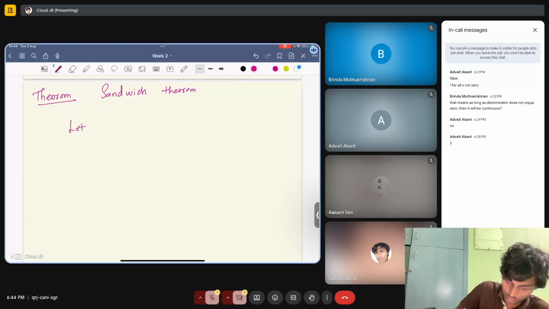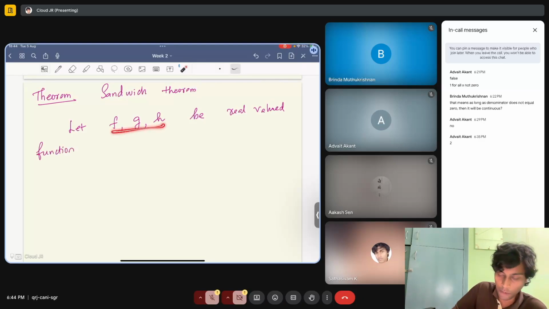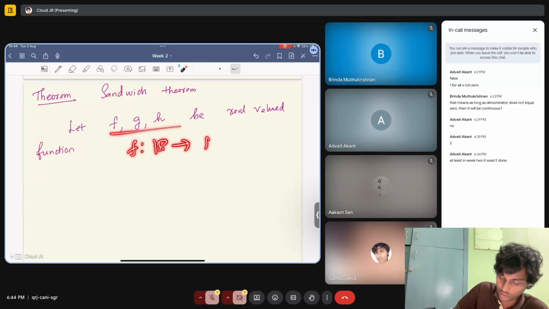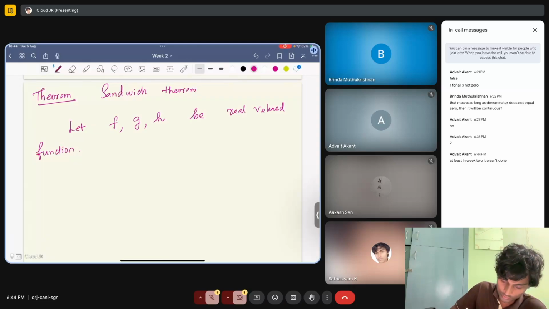So let's say you have 3 functions. You have function f, function g, and function h, real valued functions. The functions have an appropriate domain, so you can do whatever operation I want to do. For now, let's assume the functions are from R to R. It's not necessary that the function needs to be from R to R; you just have to have the functions from the same domain.